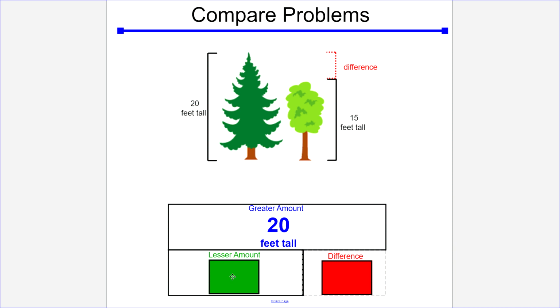What is the lesser amount? Yes, the lesser amount is 15 feet tall because 15 feet tall is the height of the shorter tree, or the lesser amount. What would we put for n, the difference between the taller tree and the shorter tree? Yes, we would say the difference is n because we do not know currently the distance between the 20-foot tall tree and the 15-foot tall tree.